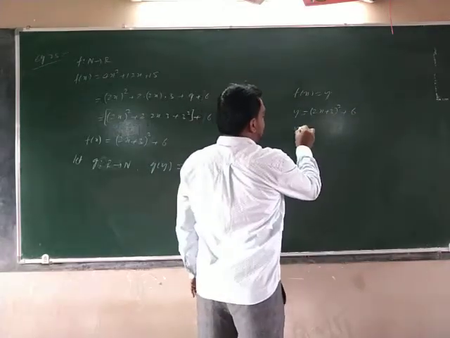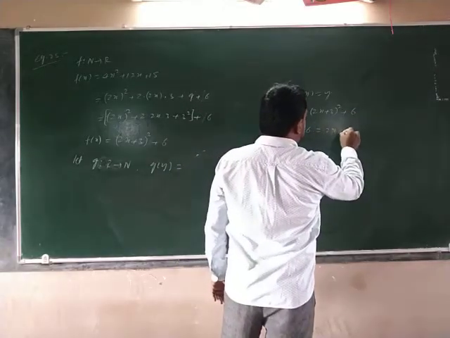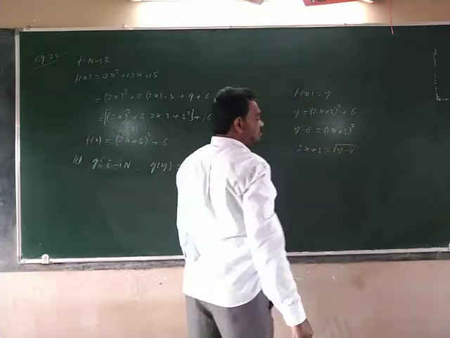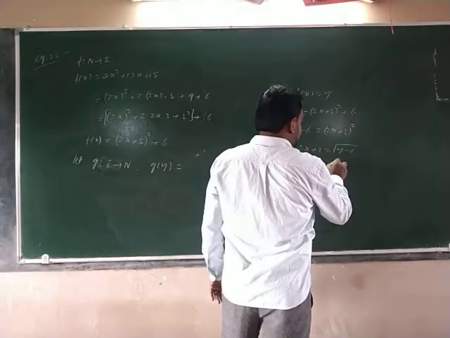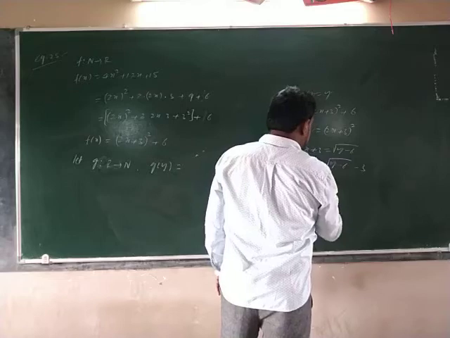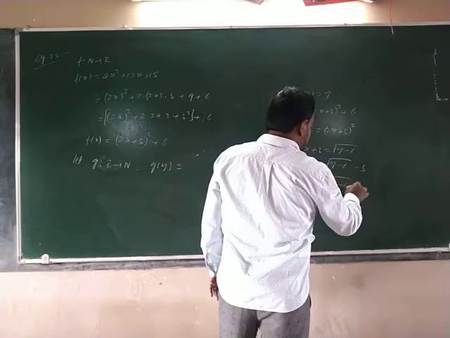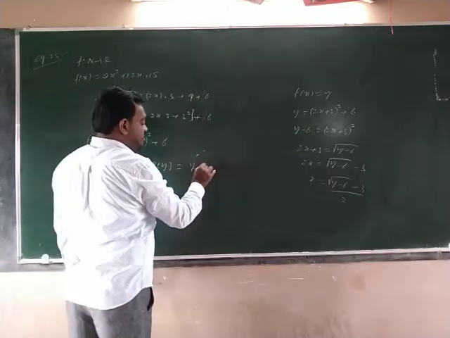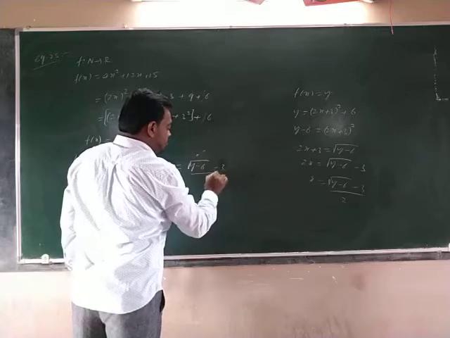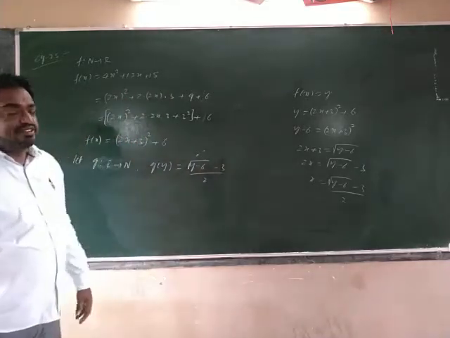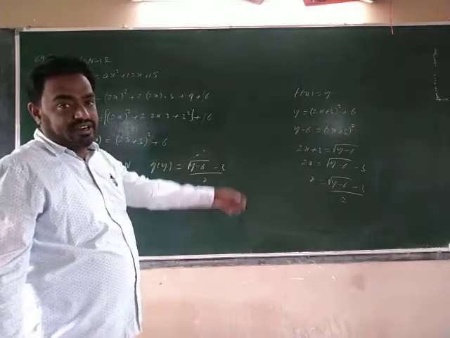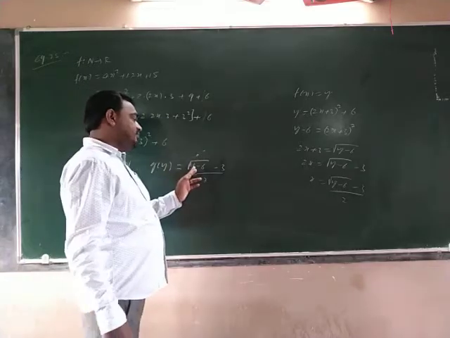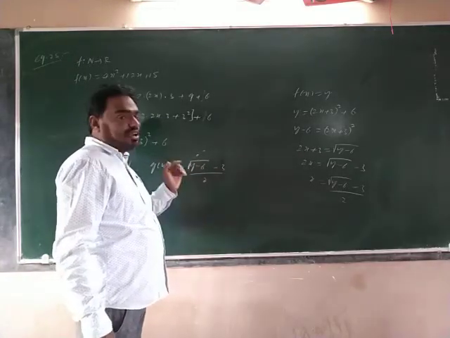So y minus 6 is equal to 2x plus 3 whole square. 2x plus 3 is equal to square root of y minus 6. So 2x is equal to square root of y minus 6 minus 3. x is equal to square root of y minus 6 minus 3 by 2. So that is what you assume as g of y. Understood? See that simplification for writing x as the subject. So like this, if you write g of x, what you are getting? Square root of x minus 6 minus 3 by 2.